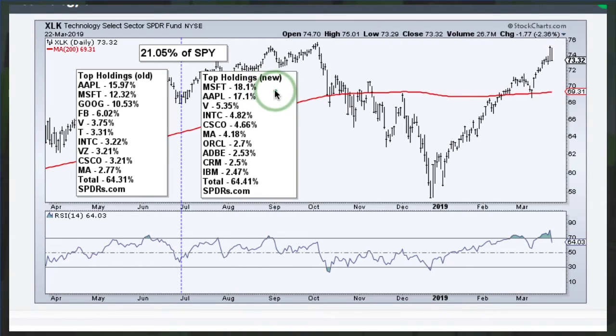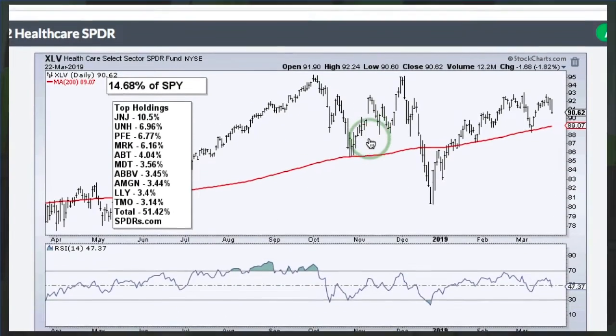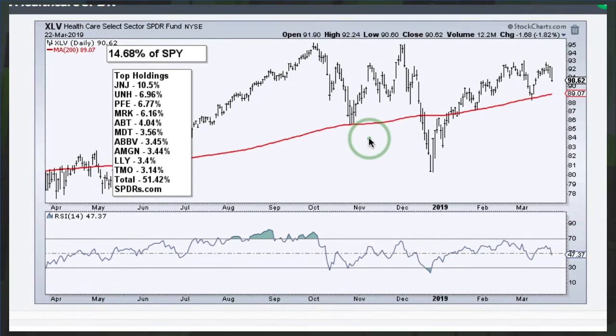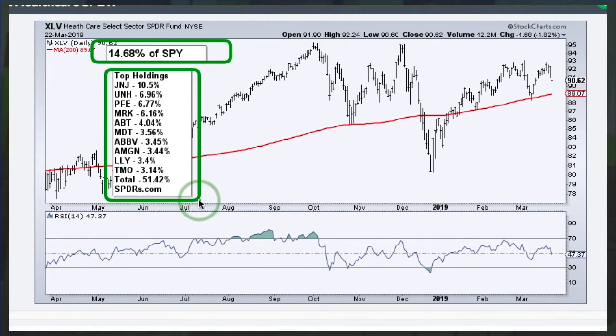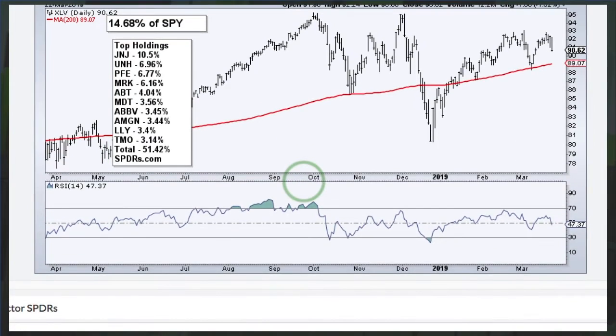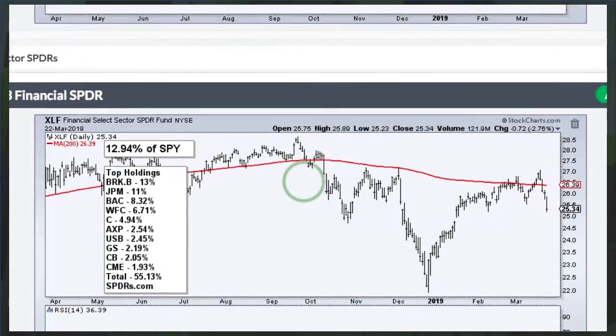So again, here's technology. It's 21% of SPY, by far the biggest sector out there, and there you can see the top holdings. If we look at healthcare, it's the second biggest sector, 14.68% of SPY. And there you can see the top holdings, mostly dominated by the big pharmaceutical stocks with a few biotech and health medical devices thrown in.